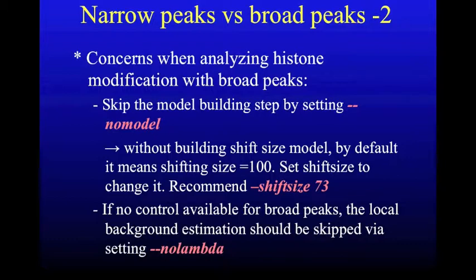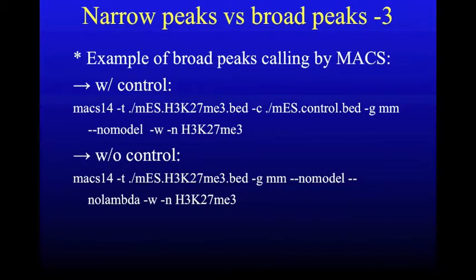Furthermore, if no control is available, the local background estimation should be skipped. To do this, you should add --nolambda in the line. So here's an example. In it, you can see how to use the features --nomodel and --nolambda while calling MACS.